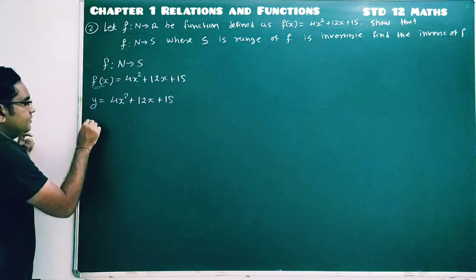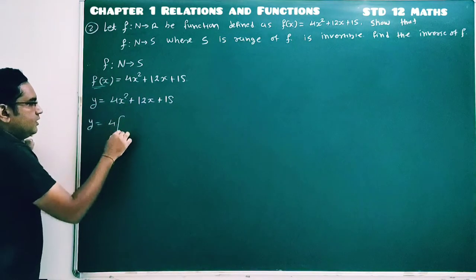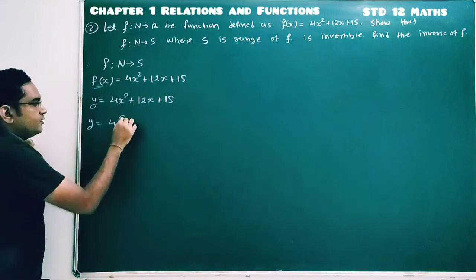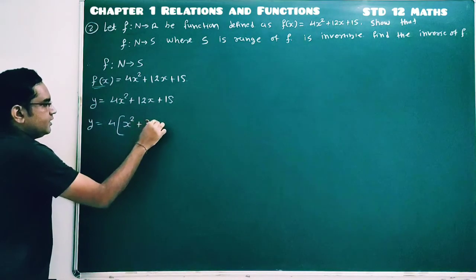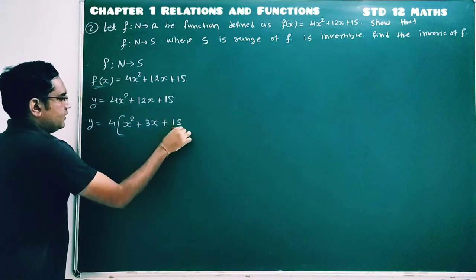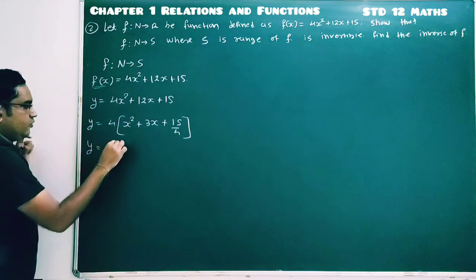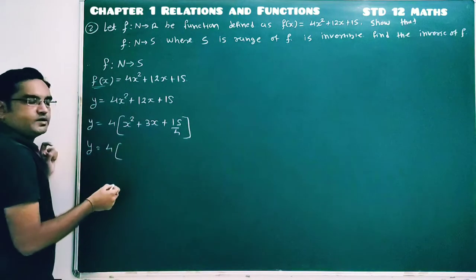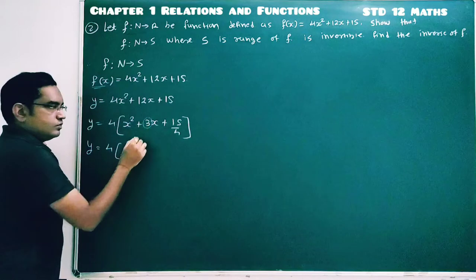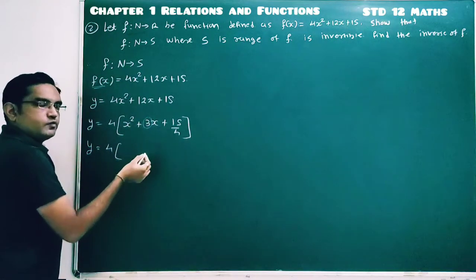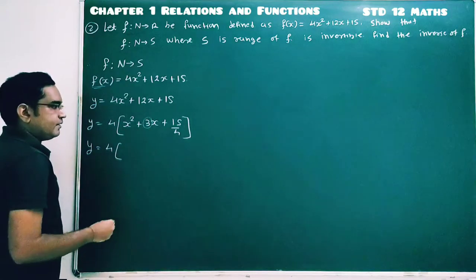So for that, first I am taking 4 as common. You have studied the completing square method. So taking 4 common, it's x square plus 3x plus 15 by 4. Now y equal to 4 into, for completing the square we take the middle term and divide it by 2, so it's 3 by 2. Then we take the square, it's 9 by 4. So we have to add and subtract 9 by 4.